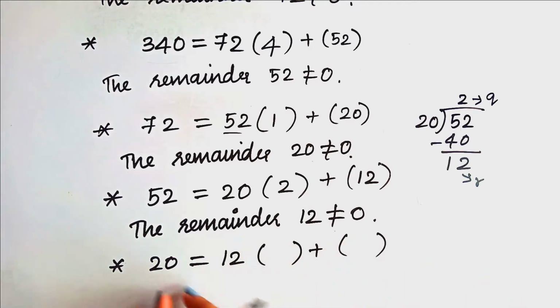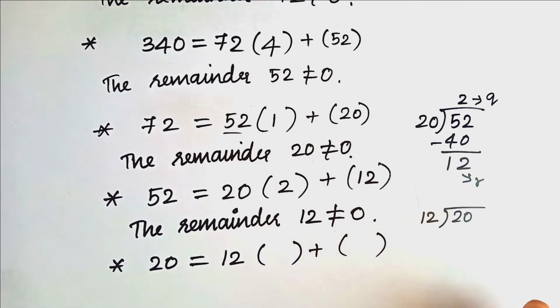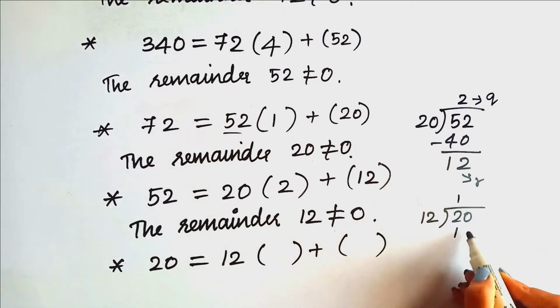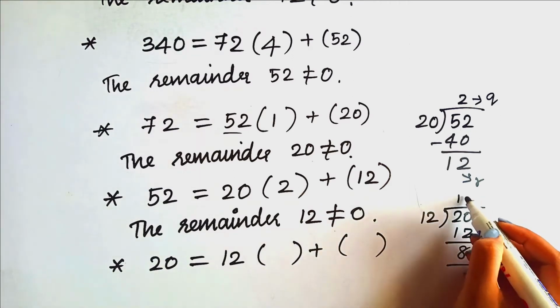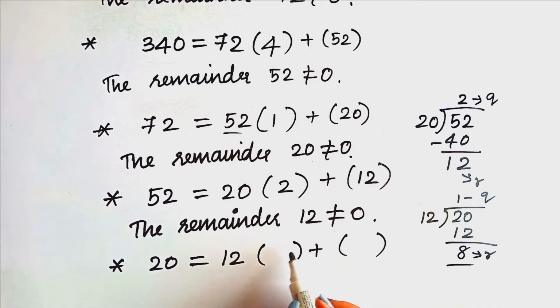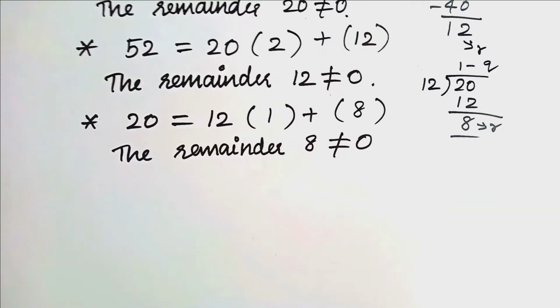Okay, so now let's divide. Here 20 will be inside and 12 will be outside. Now 1 twelve is 12, right? So we'll get an answer 8 here. So this is our remainder and this is our quotient. So here the quotient is 1 and the remainder is 8, and again the remainder 8 is not equal to 0, right? Then we have to continue this step.